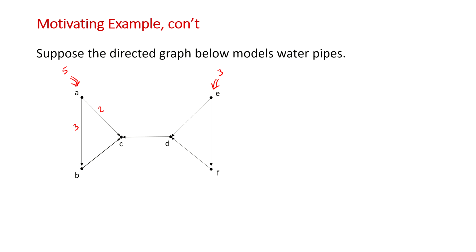2 units of water pumping down the edge AC, 3 units of water pumping down the edge AB. Now, if we then look at the vertex B, notice we have 3 units of water coming into B, and only one way for that water to leave. So assuming that we actually have some water pressure here, all 3 of those units of water have to travel from B up now to vertex C.